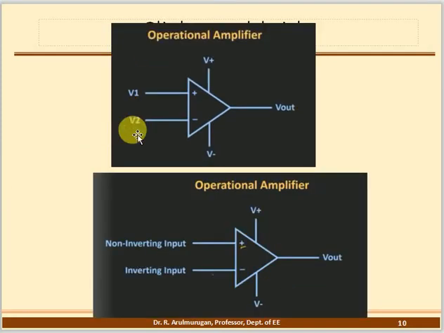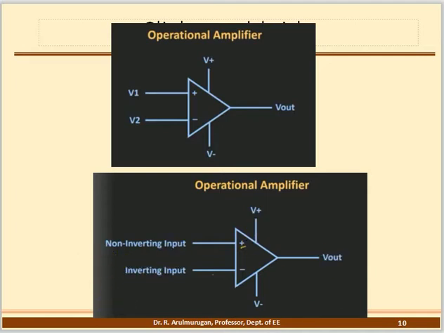This op-amp has two inputs. One is the plus sign, the other is the minus sign. Plus is the non-inverting input, minus is the inverting input. What does this mean? If you give the signal to the plus terminal, the output is in phase. If you give the signal to the inverting input, the output has a 180 degree phase shift. For example, the first half cycle from 0 to 180 comes out as 180 to 360.